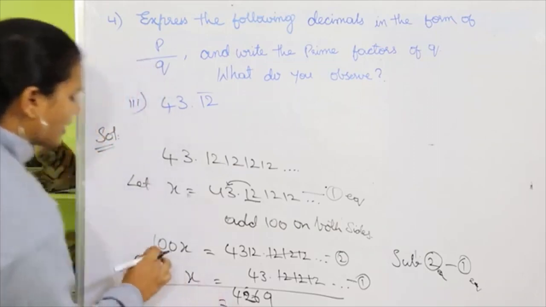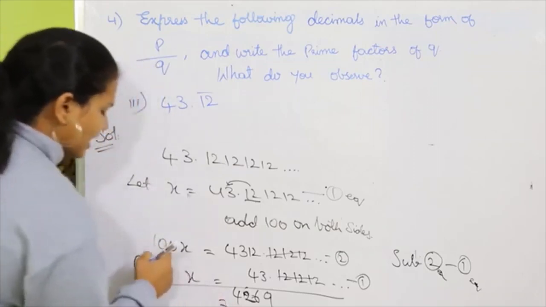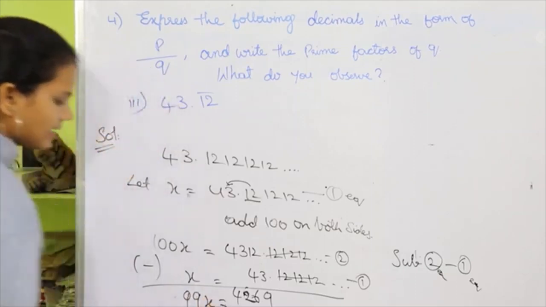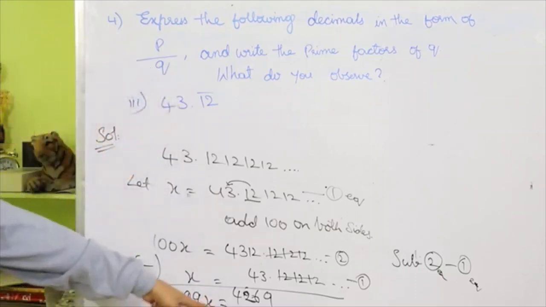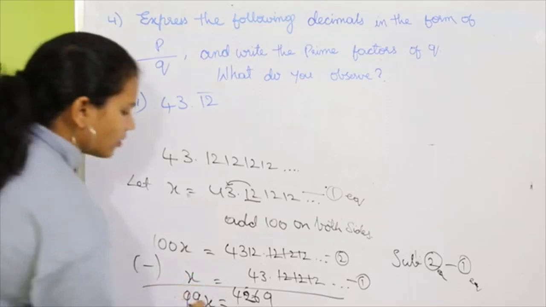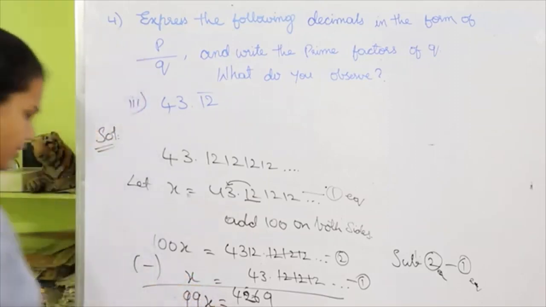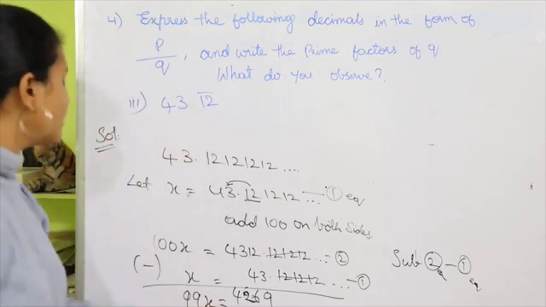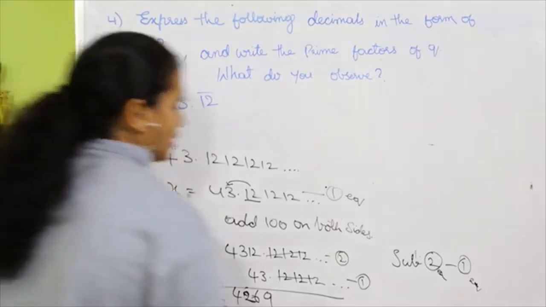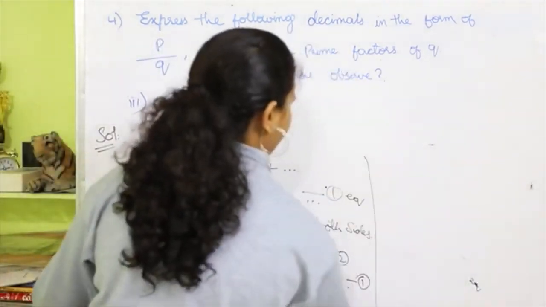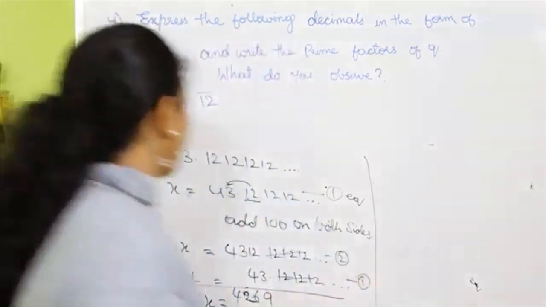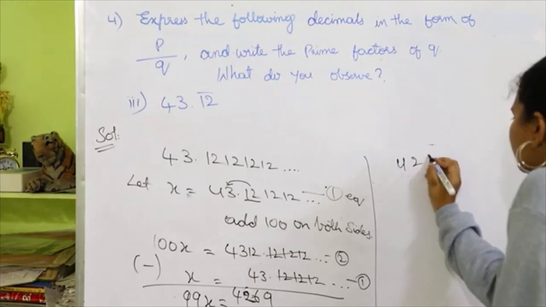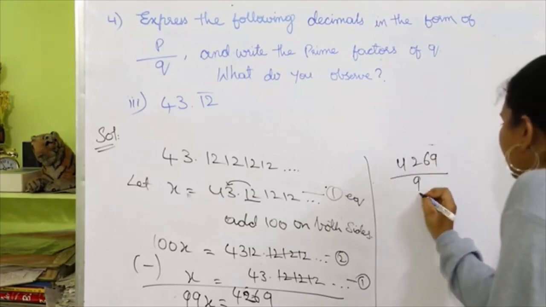This is equal to, here you have 100x minus x, which means 100 minus 1, this becomes what? 99x. Clear? 99x equal to 4 2 6 9. Now what you do? Let me go somewhere over here. Now 99x equal to 4 2 6 9. Now I would like to write further steps over here. 4 2 6 9, 99x. Now what you do? 4 2 6 9 by 99 again.